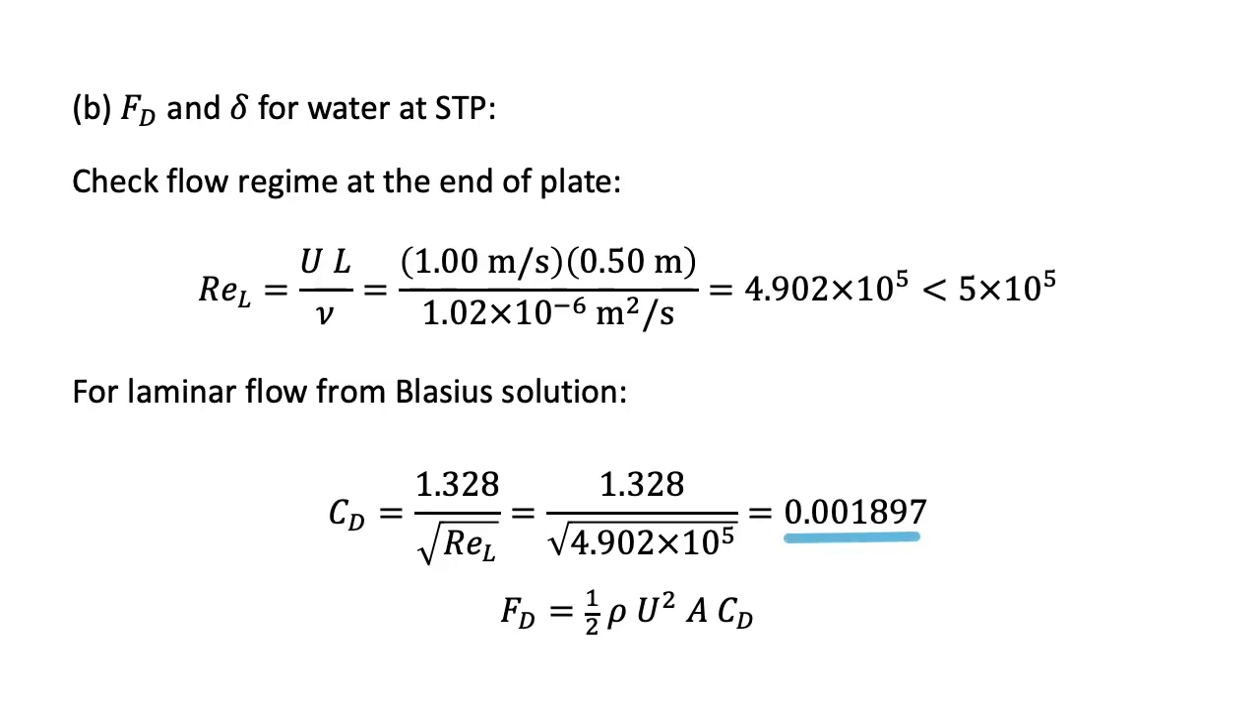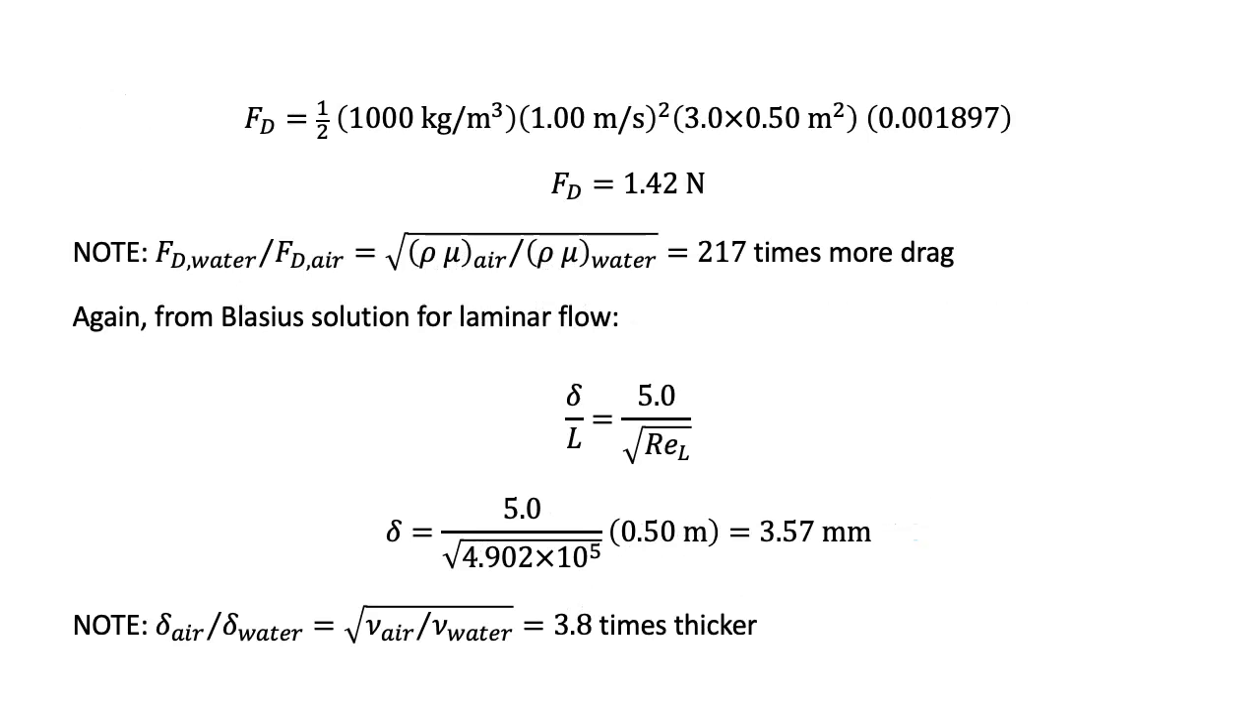Based on this Reynolds number, we get a drag coefficient due to friction of 0.001897, which is a little lower than for air. Now, for water, which has a much higher density, we get a much higher drag of 1.42 newtons, which is 217 times greater than that for air.